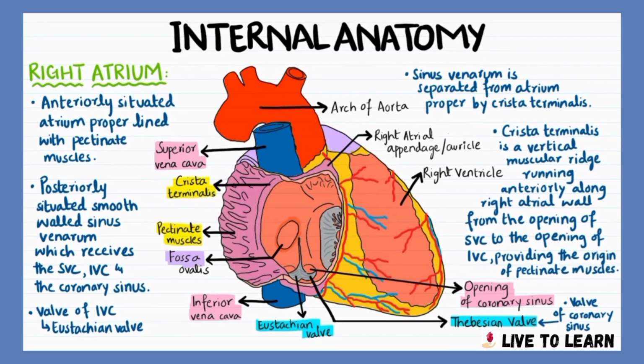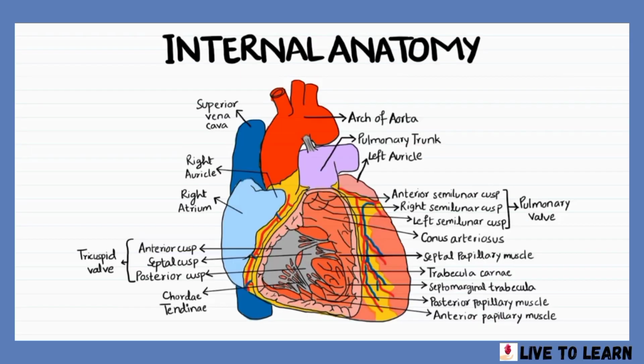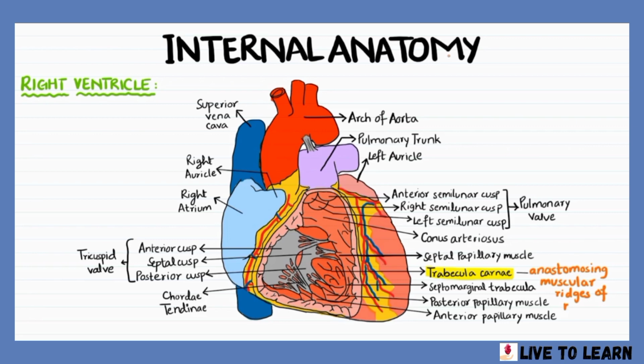The fossa ovalis is an oval-shaped depression in the interatrial septum, and it represents the site of the foramen ovale through which blood runs from the right atrium to the left atrium before birth. The right ventricle makes up the major portion of the anterior surface of the heart. It contains trabeculae carneae cordis, which are anastomosing muscular ridges of myocardium.